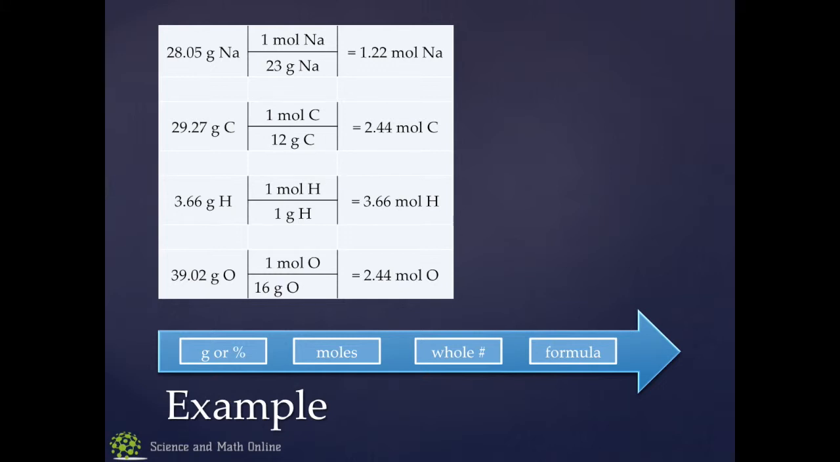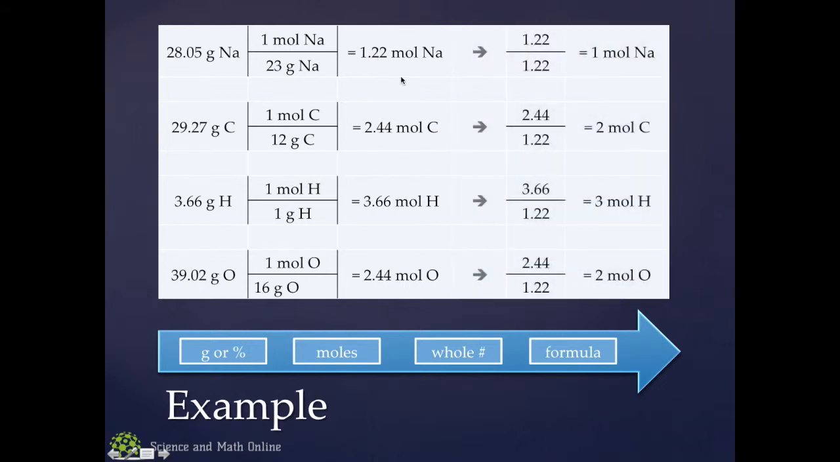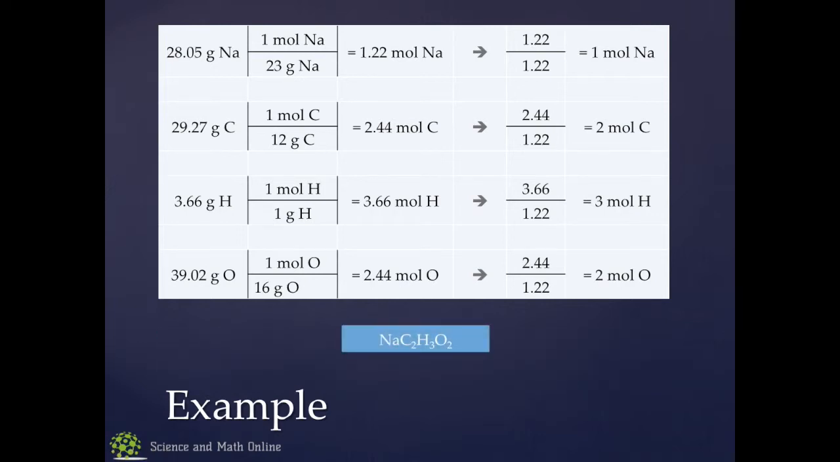The way you're going to do that is you find the smallest one, which in this case is 1.22, and we're going to divide by it. In this case, it's pretty obvious to see that that happens. And so we divide everybody by 1.22, and that converts everybody into whole numbers. 1 mole sodium, 2 moles carbon, 3 moles of hydrogen, and 2 moles of oxygen. We then use that to figure out our final formula. NaC2H3O2, sodium acetate. Okay, so that works pretty simply.